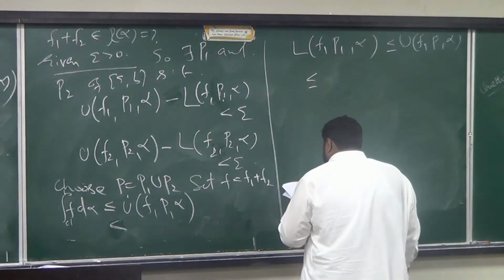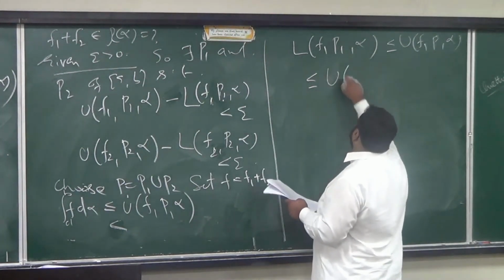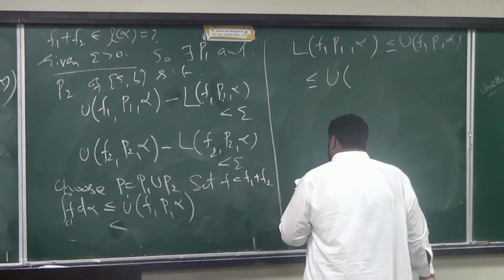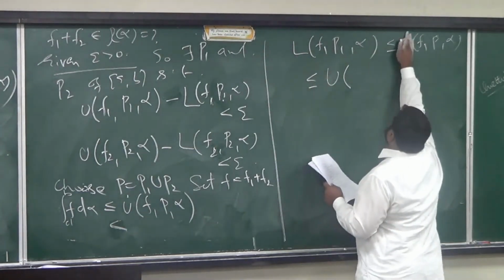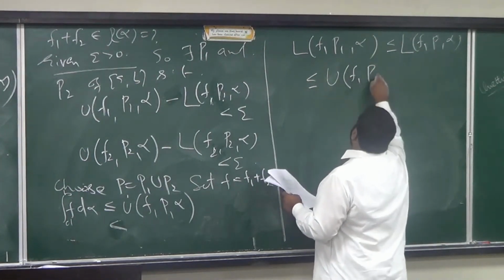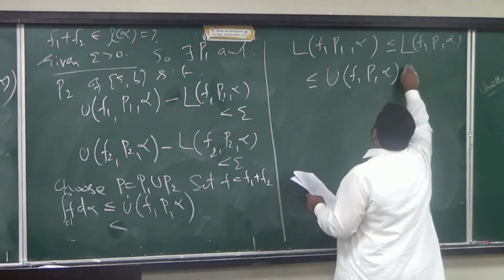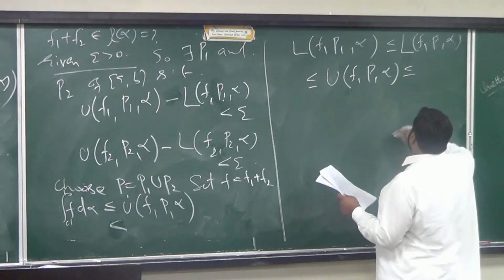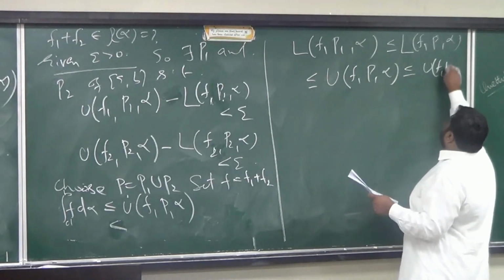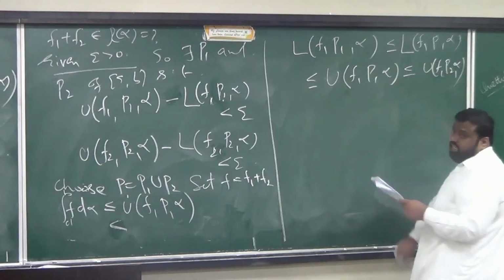And this must be less than or equal to... Now, say that this is smaller than or equal to the integral of f d alpha, and this is less than or equal to U(f,P2,alpha). Agree?